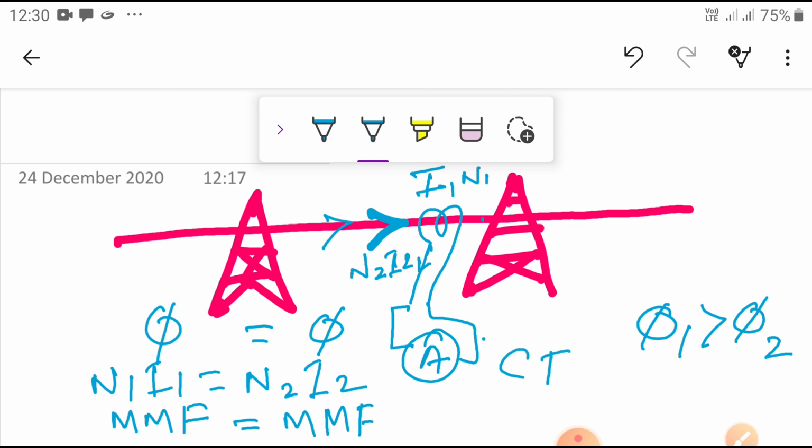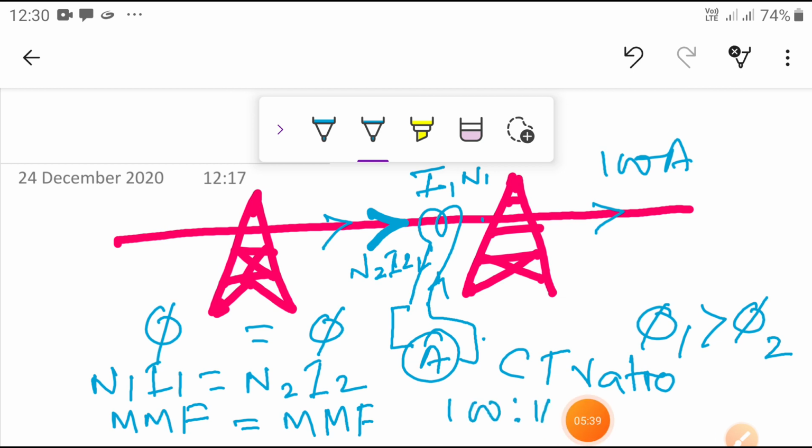We are going to the CT ratio. What is the CT ratio? For example, the current flowing is 100 amperes. Then how much current is flowing in the CT secondary? That is 100:1 ampere. That means whenever the current flowing in the conductor is 100 amperes, the current flowing through the secondary is 1 ampere. Correspondingly, the current is stepped down and the voltage is stepped up.